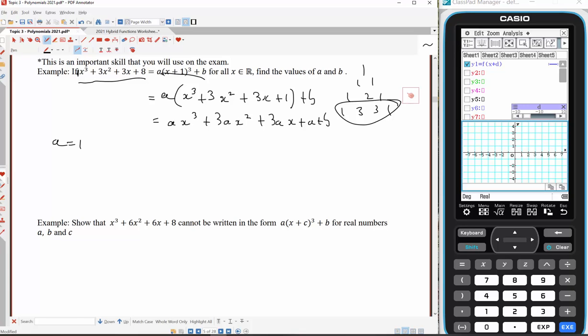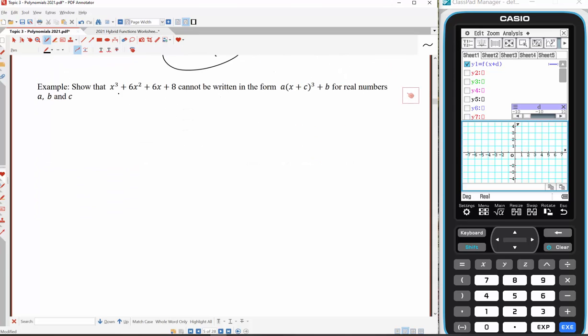3 times 1 is equal to 3. 3 times 1 is equal to 3, so it checks out. Now, over here we know that a plus b is the constant term, and we know that that is the constant term, which is 8. So now we're just going to say 1 plus b equals 8. We just put our value for a that we just found in. b is equal to 7. So find the values of a and b. That's done.